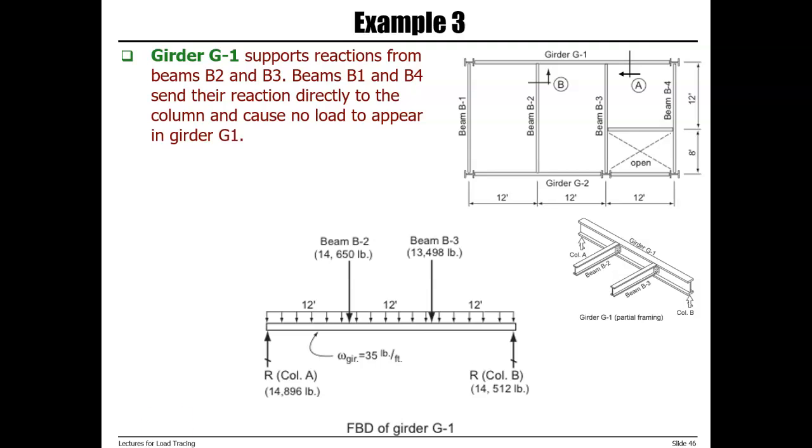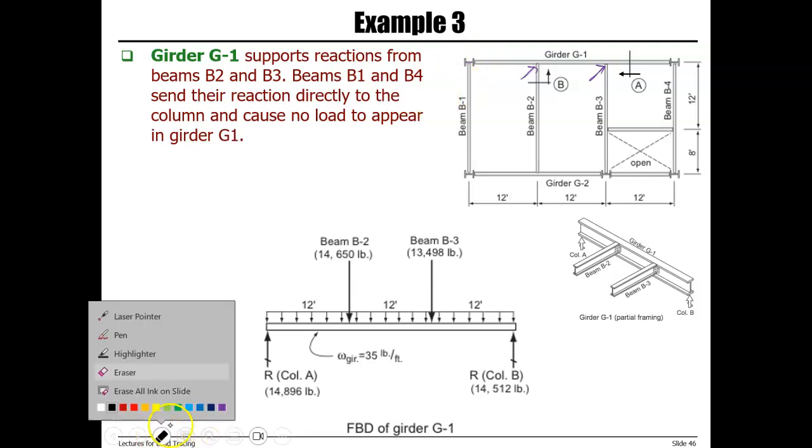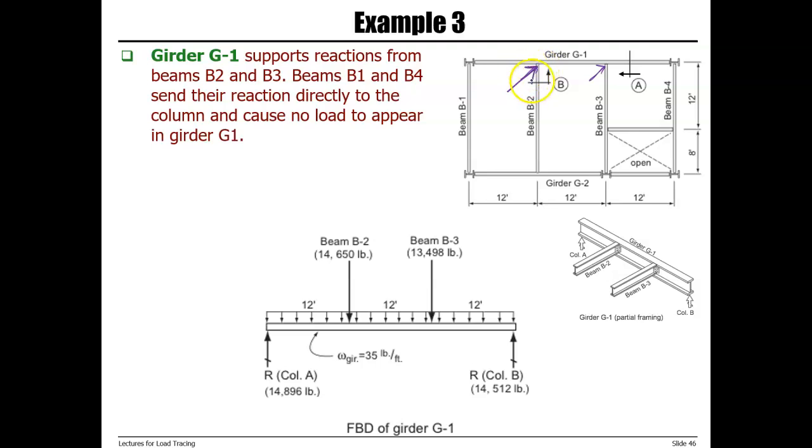So we calculated the end reactions here, here, and here. But as I said earlier, we don't need this one because the reaction of beam B1 is transferred to this column. It doesn't go to the girder. So when we are looking at the girder, the two reactions that are important for us are from beam B2 and beam B3. Because it's the same thing with beam B4.